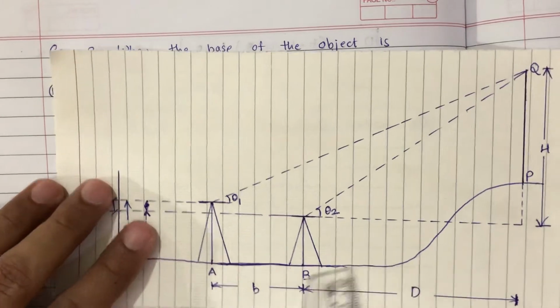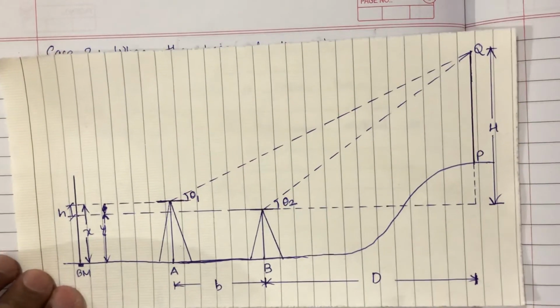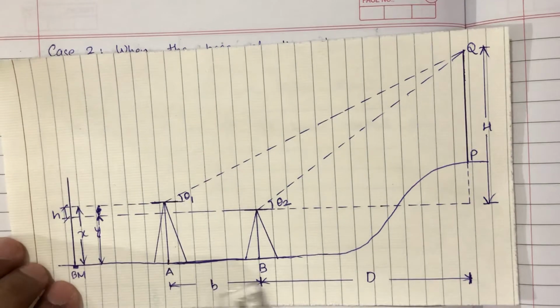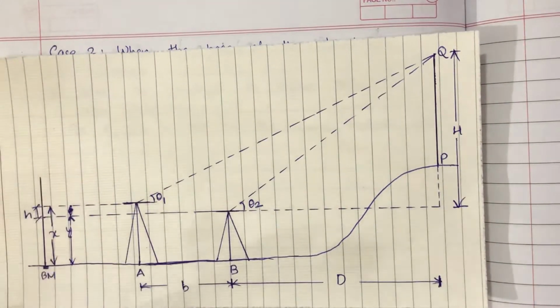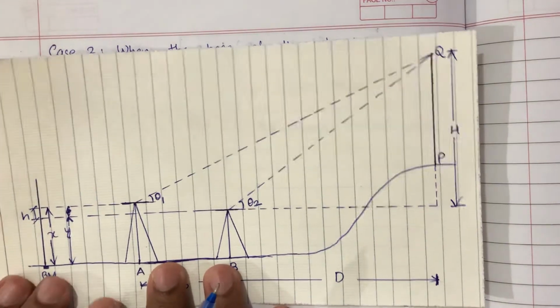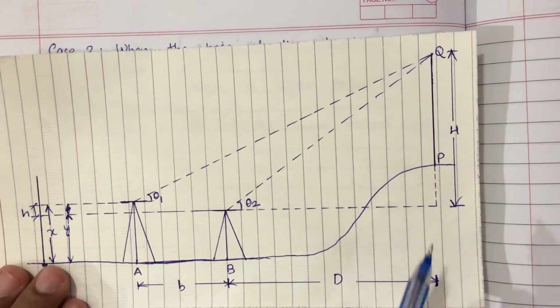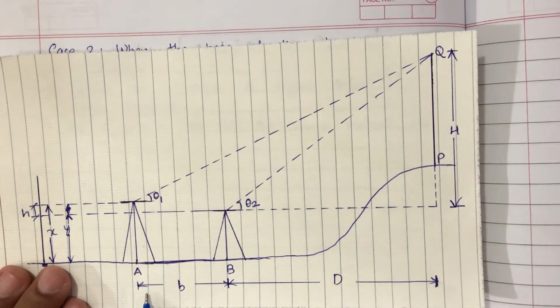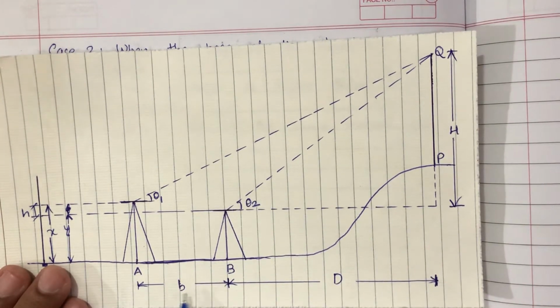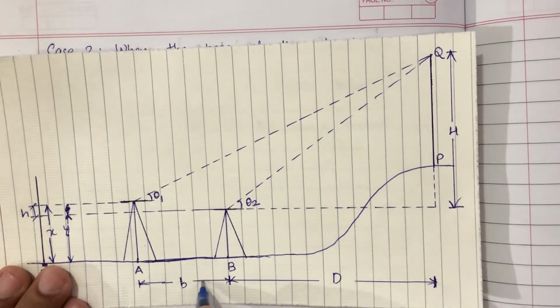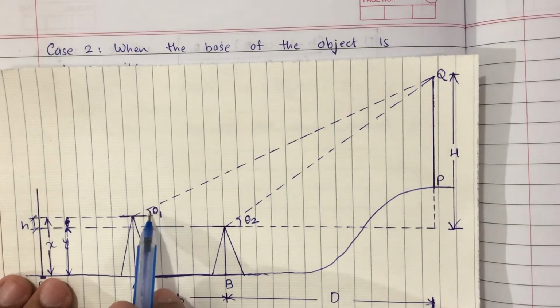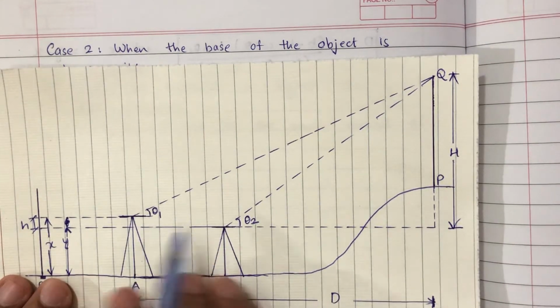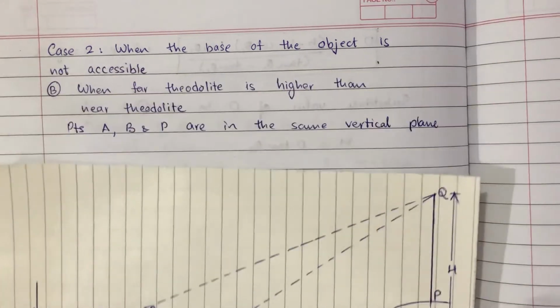Okay, so this is how the figure has been drawn. Now what we need to find is this horizontal distance D, because the base of the object is not accessible. This cannot be measured with the help of a chain or tape because it is not accessible. But this distance b can be measured easily because it is on level ground. Also these angles theta 1 and theta 2 are measured with the help of these theodolites.